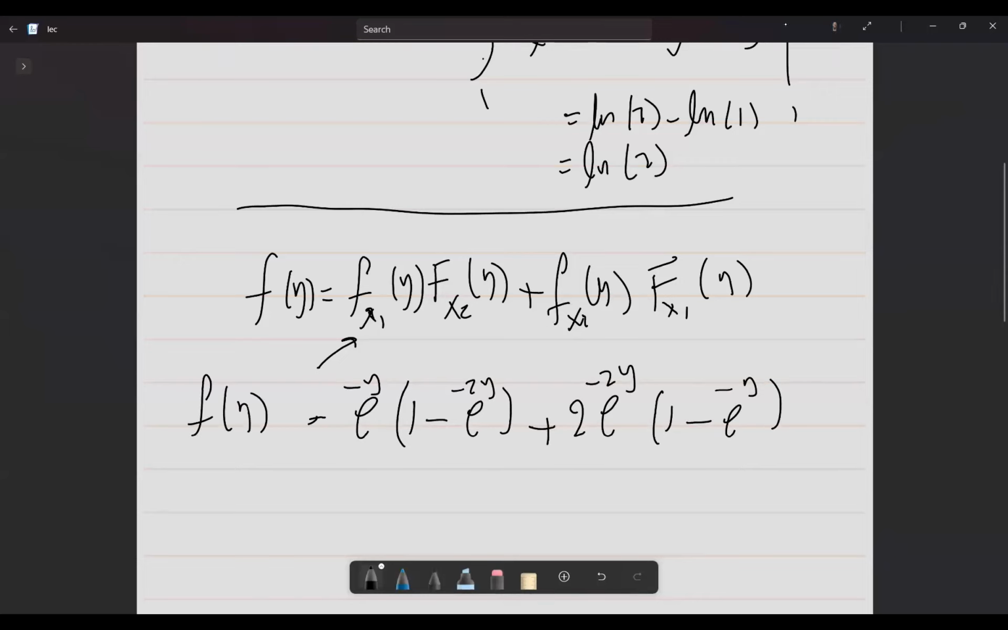And here it is also important to indicate the range of y, because x1 and x2, both of them are greater than or equal to 0. And also y is the maximum between them, which means that y also must be greater than or equal to 0. So this is the probability density function of y.